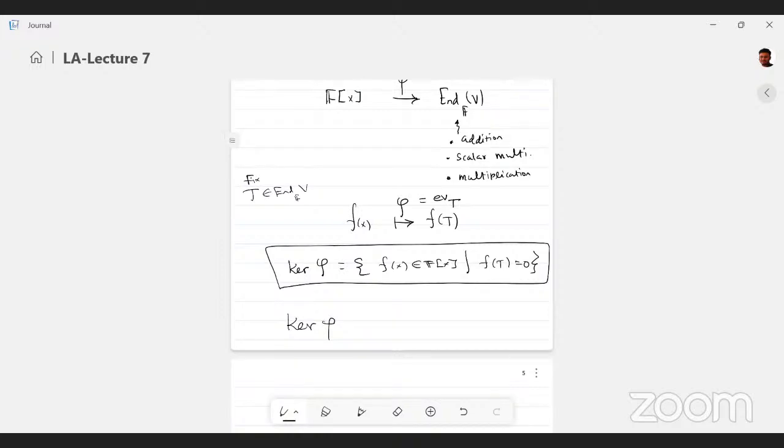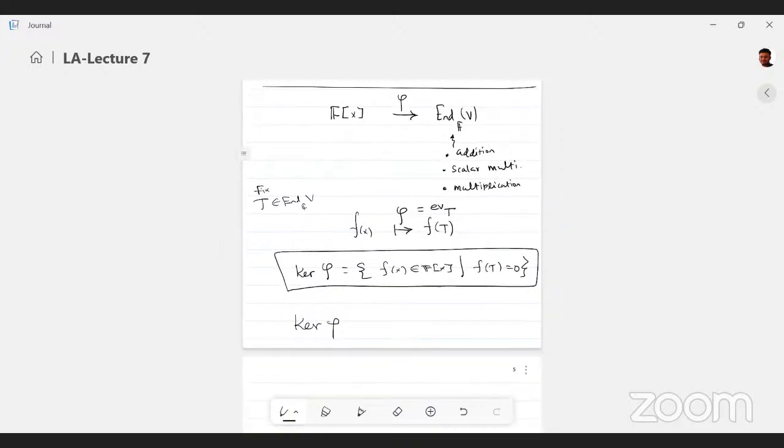But if the kernel of phi is 0, then this map becomes one-to-one. Is it possible to have this map one-to-one? On the left-hand side you have F[x]. What is the dimension of F[x]? Infinity. This is an infinite dimensional space, and on the right side you have the endomorphism of V, which is a finite dimensional space. So that means this kernel of phi cannot be 0. It must be nonzero.